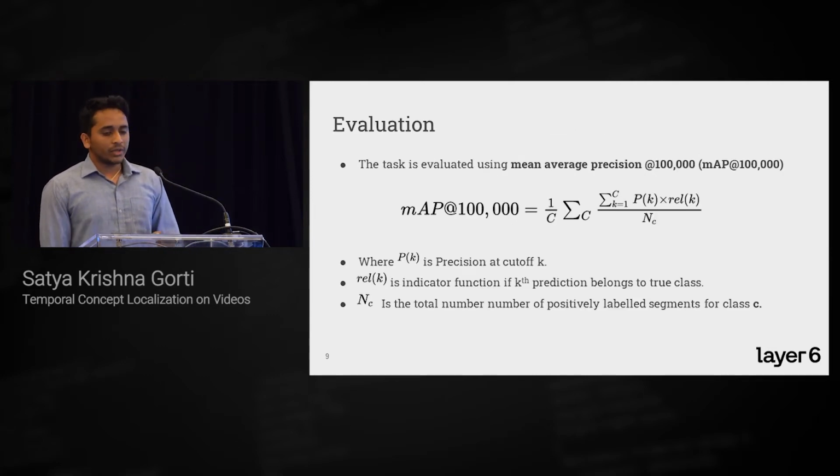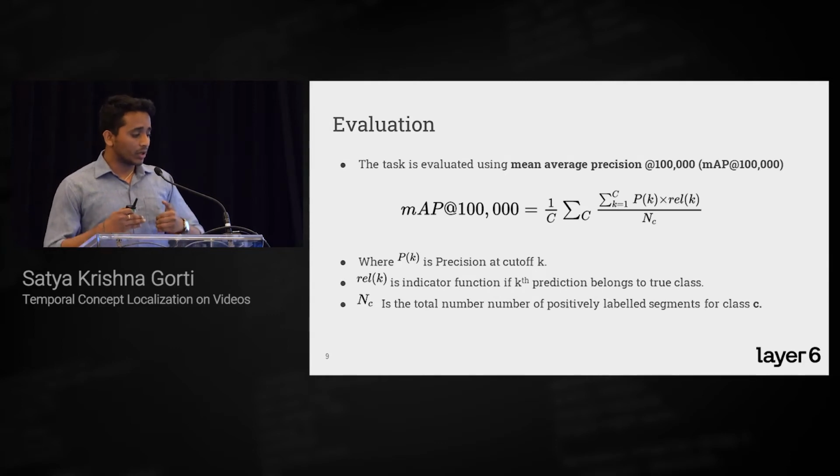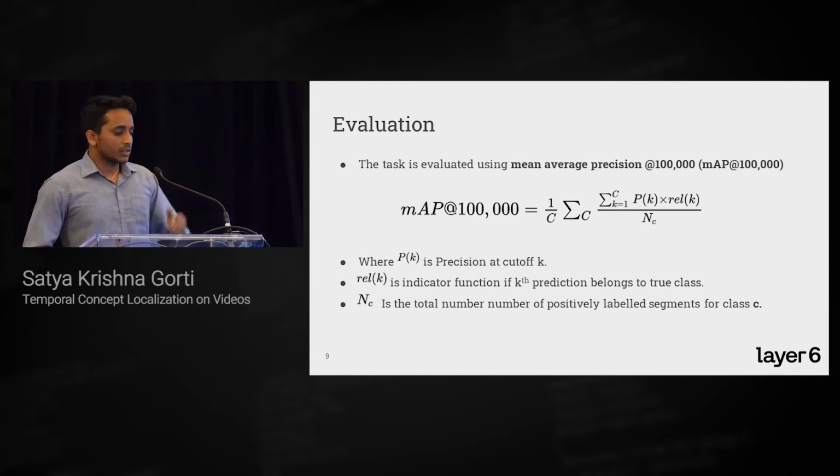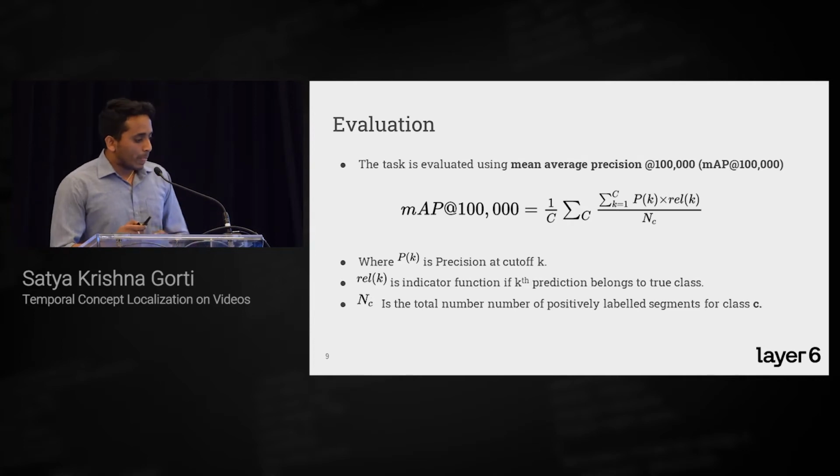The evaluation that I'll be talking about: all the models are evaluated on mean average precision at 100,000. All the results that I'll be showing you later on will be on this metric. If you are not familiar with MAP, MAP at 100,000 is calculated by retrieving the top 100,000 candidate segments for each class, calculating the average precision for that class, and then taking a mean across all classes. That's how we get MAP.